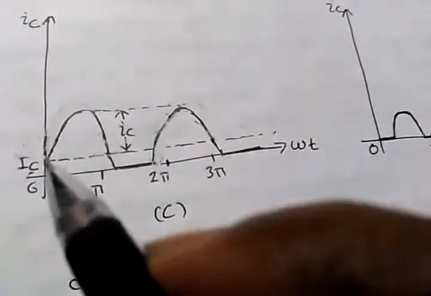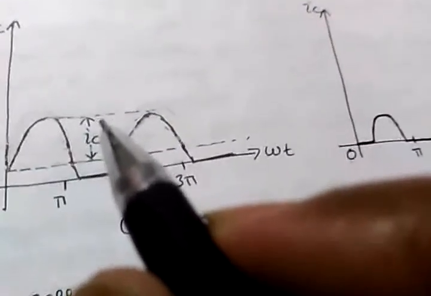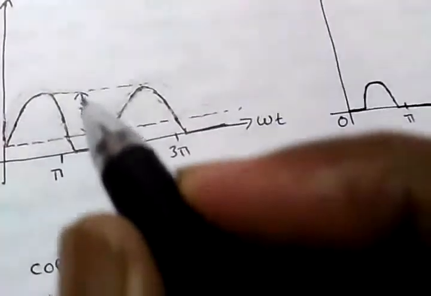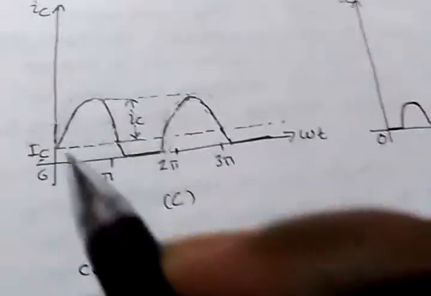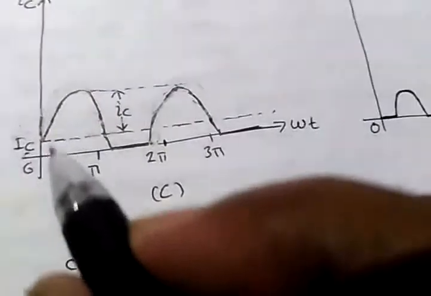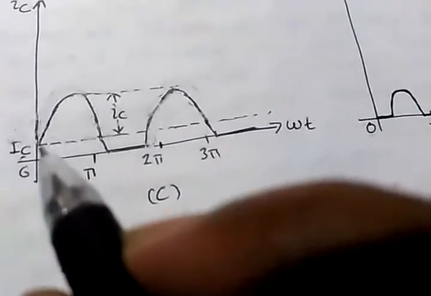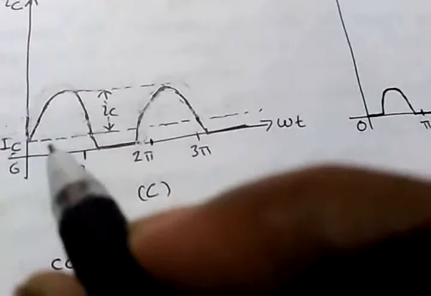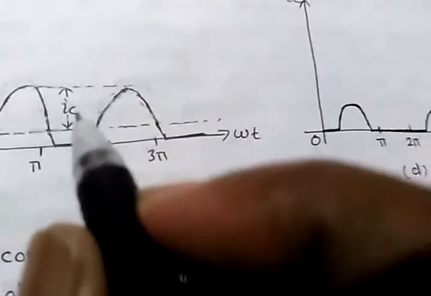But this non-zero small collector current is much smaller than the peak amplitude of the signal current. This small IC represents the peak amplitude of the signal current, the collector current due to the signal, and this capital IC represents the DC level, the zero signal collector current level. So the transistor is biased at a non-zero DC level. The value of this DC level is much smaller than the peak of the signal current level.